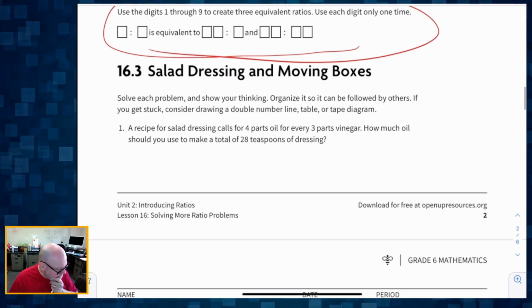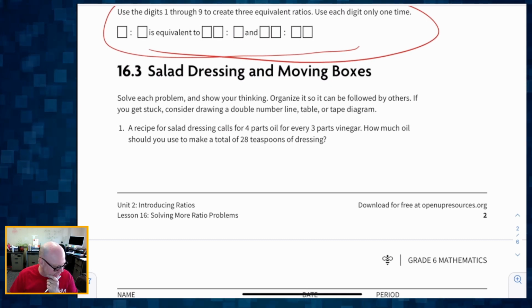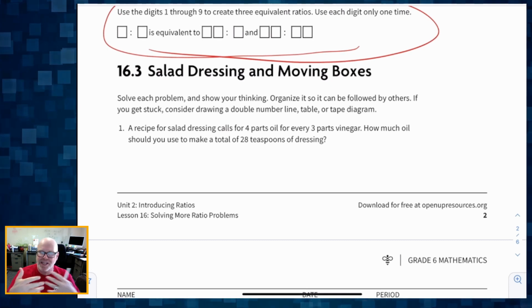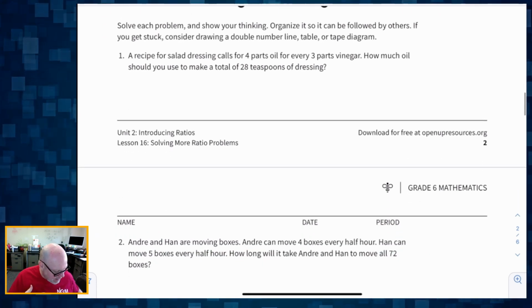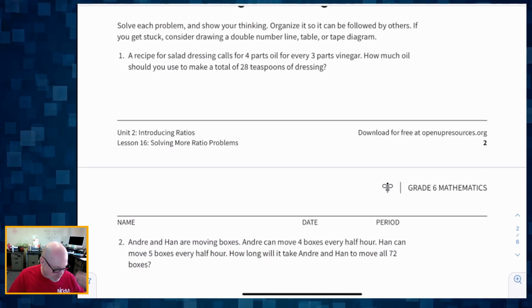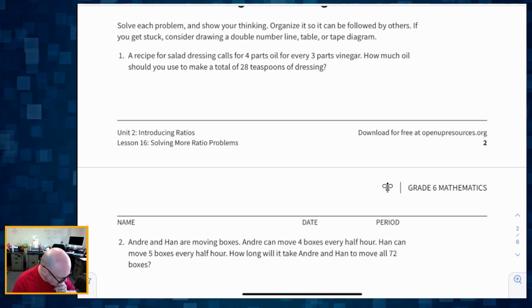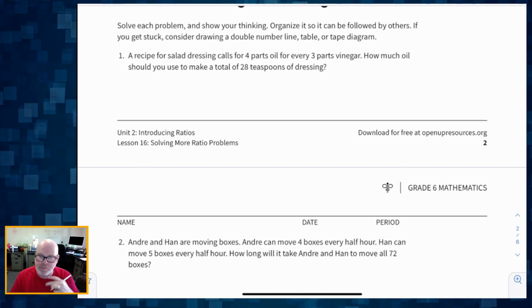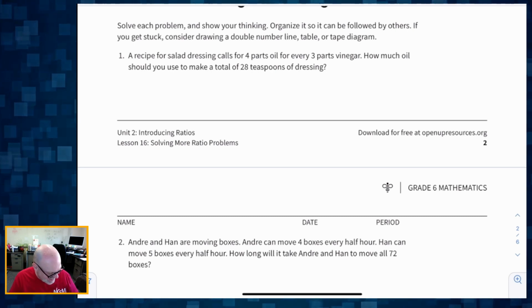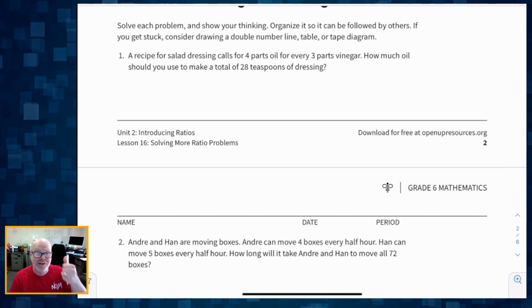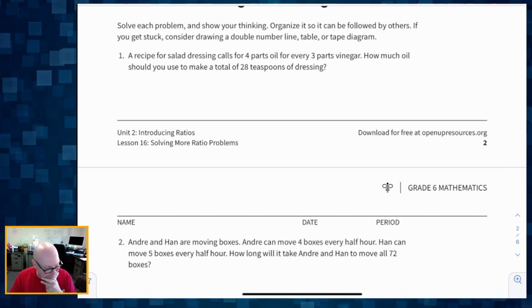So 16.3, activity number 3, salad dressing and moving boxes. We could solve this using kind of like an information gap activity, but I'm just going to walk us through each of these problems. I'm thinking out loud: if I get stuck, I am going to use either a number line or a table or a tape. Let's see what happens here.